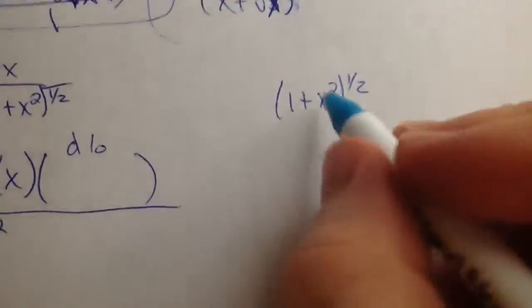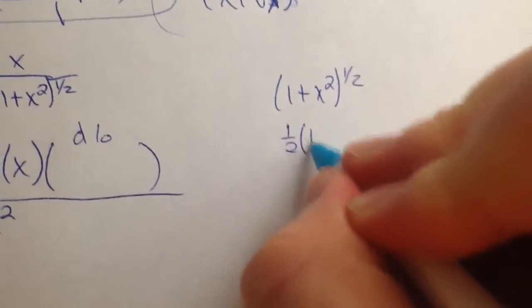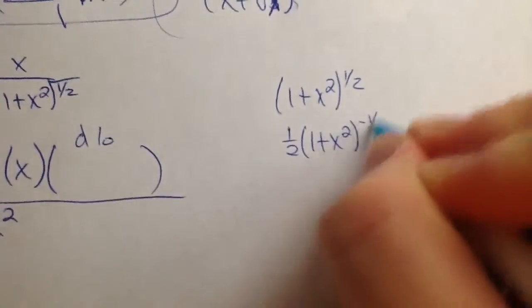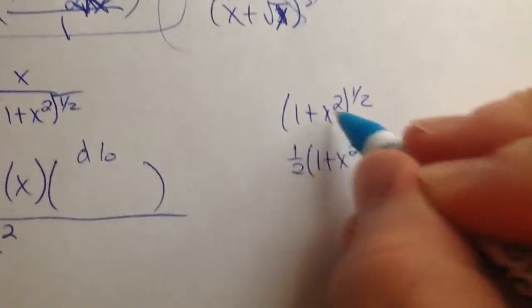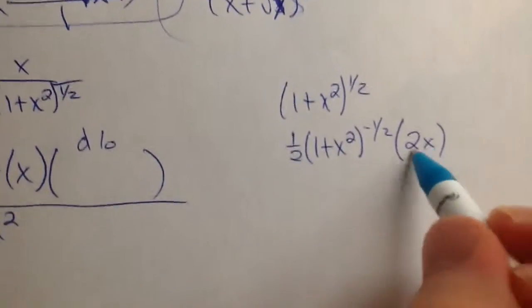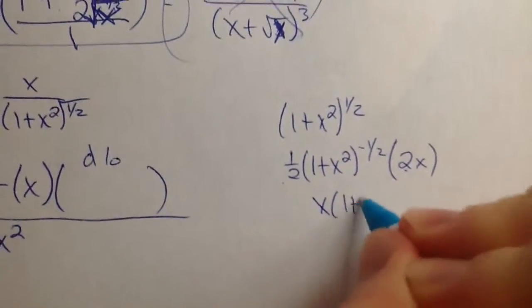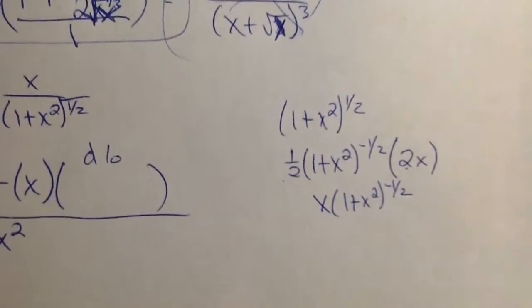Just a little chain rule. Drop down the 1/2, 1 plus x squared to the negative 1/2. There's the derivative of the outside. Derivative of the inside: derivative of 1 is 0, so it's 2x. Simplify this, 2x times 1/2 is just x. So it's x times 1 plus x squared to the negative 1/2.